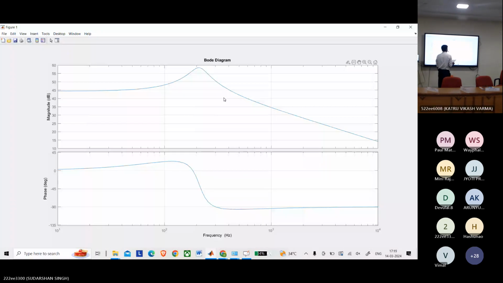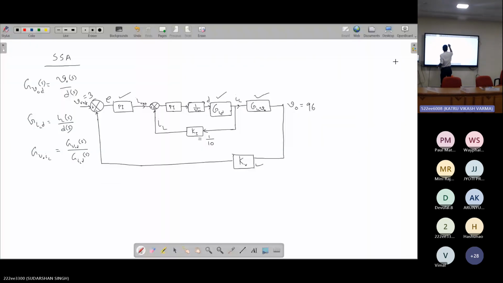Now, what is the loop gain? Okay, just one minute. So see, this one I will call CI, the controller for the inner loop. So this is nothing but your KP1 times 1 plus KI1 by S.